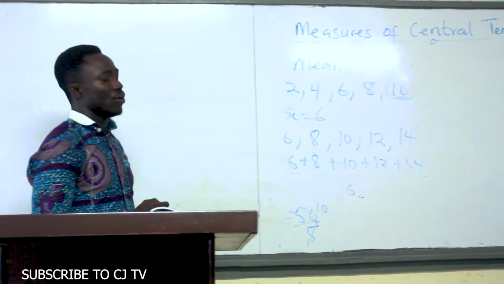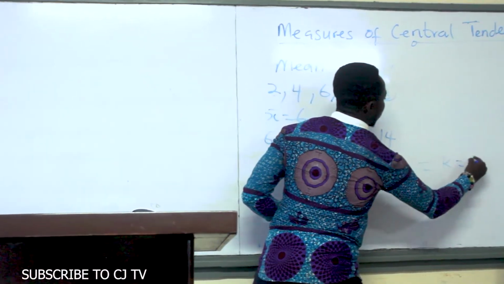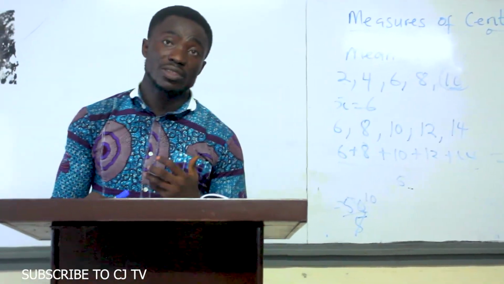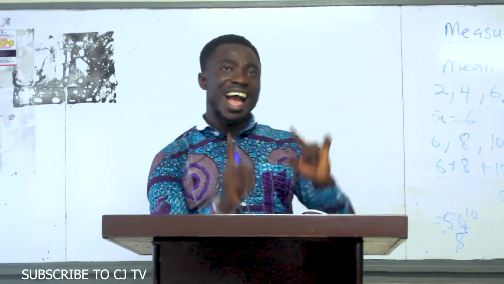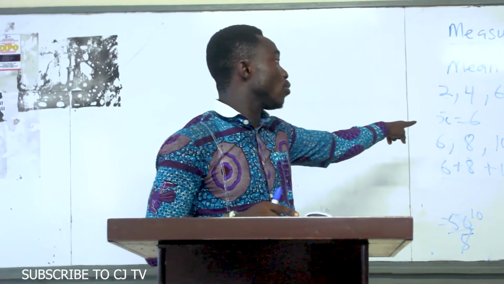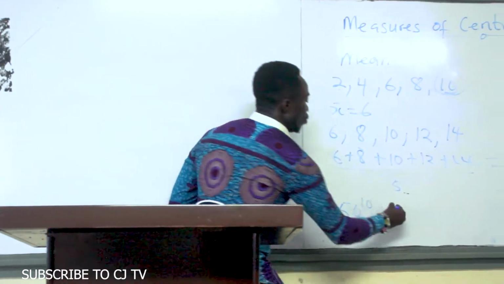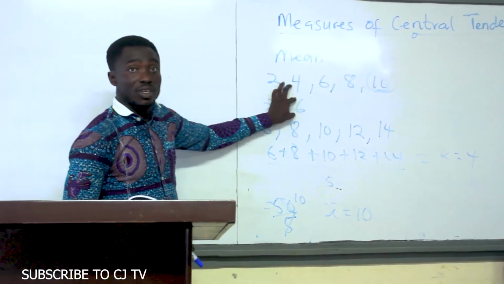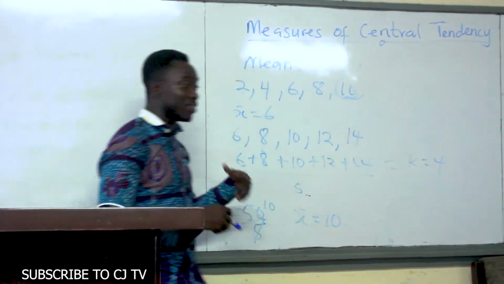Obviously. Now, the constant k, or the constant, was what? 4. Initially, I said we don't need to calculate because the constant was 4. So what we should have done was to add the constant to the old mean. So you see, if you calculate, you end up getting the mean to be 10. Now, the old mean was 6, plus the constant 4. So when you add, you still get 10.